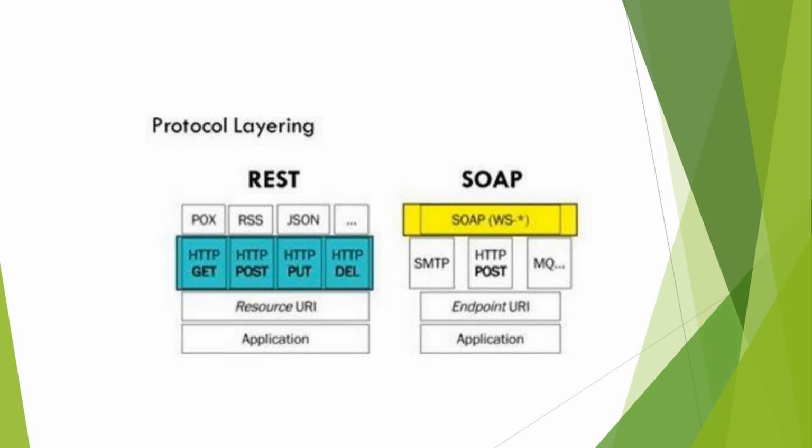Okay, so REST uses things like POX, RSS, JSON, and it will have HTTP get, post, put, delete, and resource URI, endpoint URI. So you know the URI, right? For example, if I write www.google.com, this is the URL. But I have to search images, so if /images, then images will be my URI.